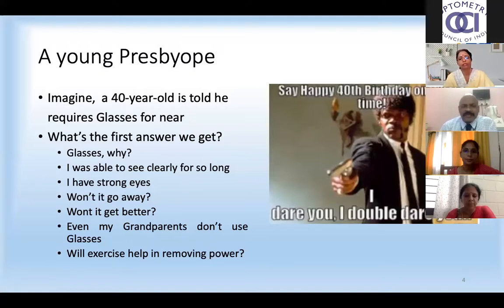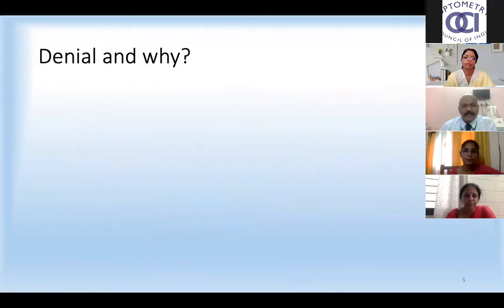So what is the reason behind being so defensive? Why is it that they don't accept that they require a certain help in terms of looking near? There is something which psychologists call denial. We will see a little more on denial. So what is this denial, and why?